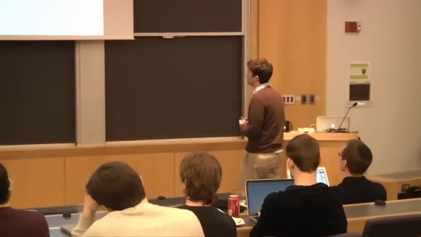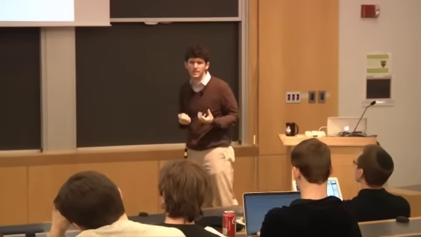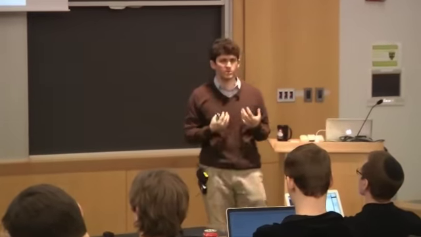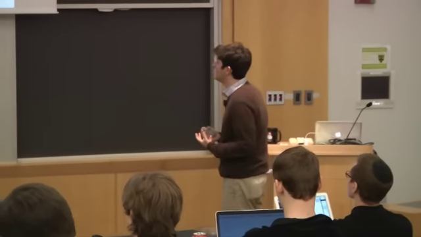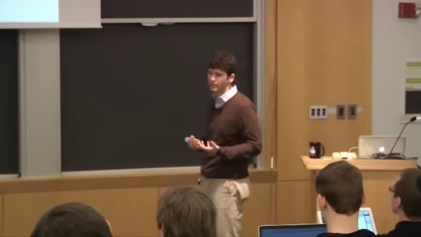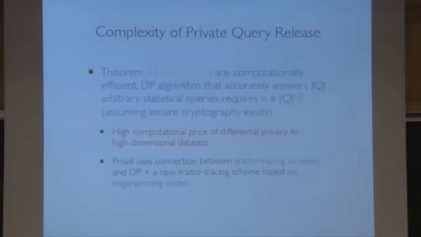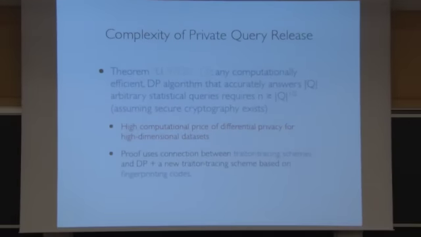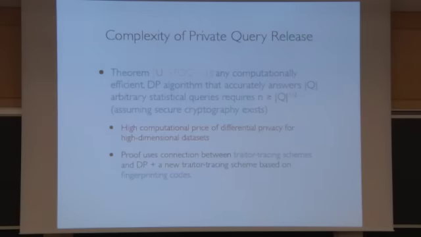So here's kind of the statement in words. Any computationally efficient algorithm that answers an arbitrary set of statistical queries is going to need square root of n records in order to achieve accuracy. And this is a cryptographic result. So this is only true if you believe in secure cryptography. And you probably should believe that for reasons having nothing to do with this result.